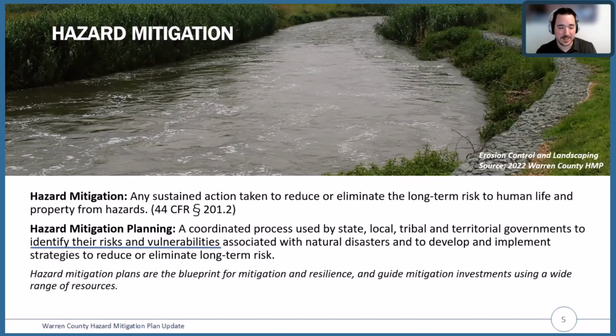And we do this because the hazard mitigation plan is the blueprint to developing mitigation strategies to reduce risk in the future and create a more resilient community. So you can't really mitigate against a risk if you don't know what those hazards or vulnerabilities are. That's why this portion is so important when developing the mitigation plan.